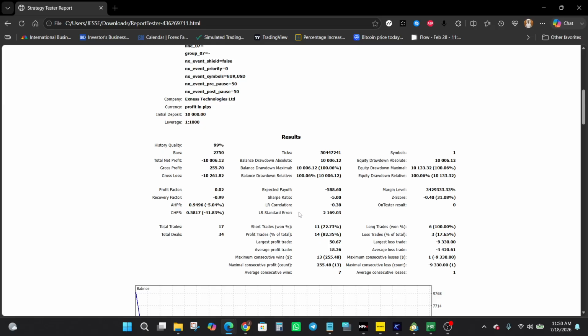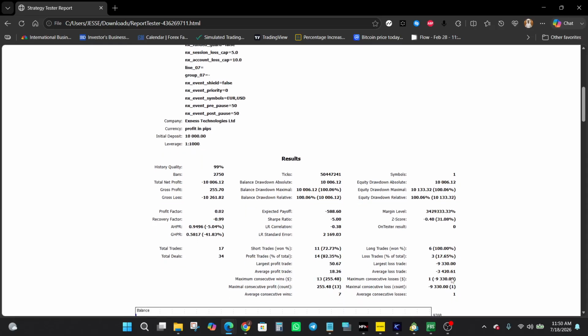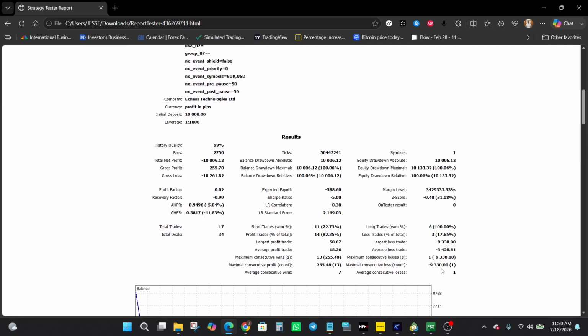Meanwhile, we can also see that the backtest was conducted on a $10,000 deposit, and the net profit was negative 10,006. So the account actually got blown. This is one thing I can observe from this EA, that the risk management is pretty bad. This single loss alone accounted for the vast majority of the drawdown, and the account's balance drawdown came in at essentially 100% for this test period. We can see the drawdown is 100%, the account got blown.